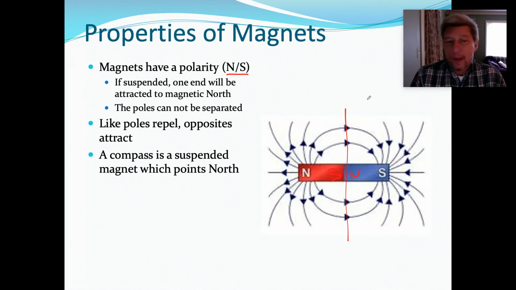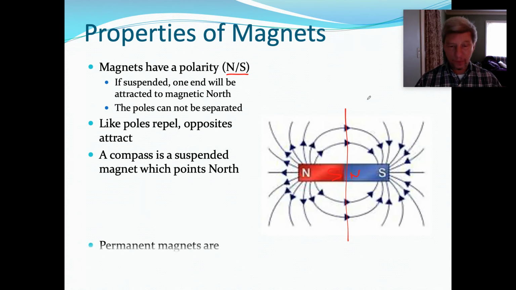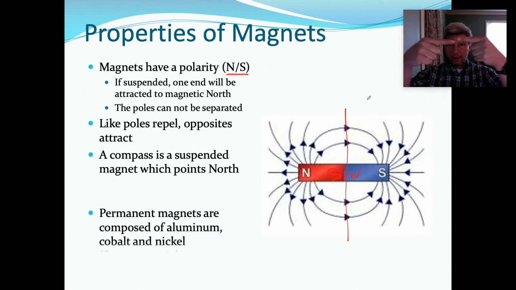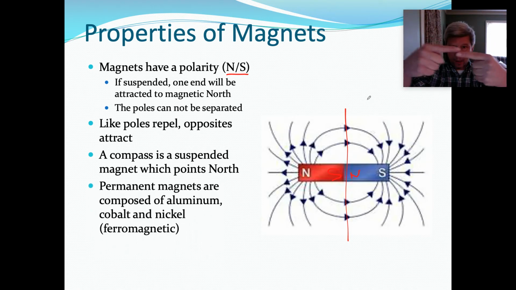Now, what else do we know about magnets? We know that like poles repel each other. So if you try to put two norths together, they won't go. It's very hard to hold them together. But opposite sides, like north and south, do attract one another.